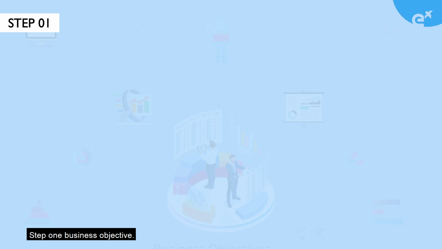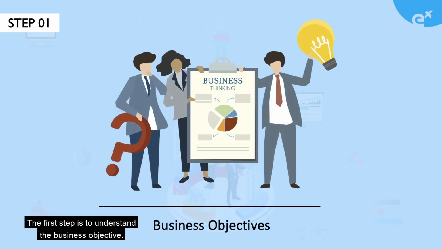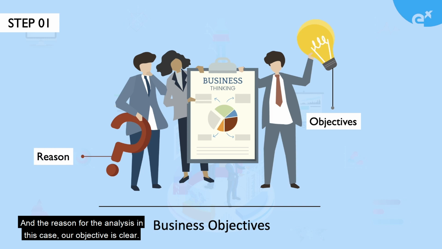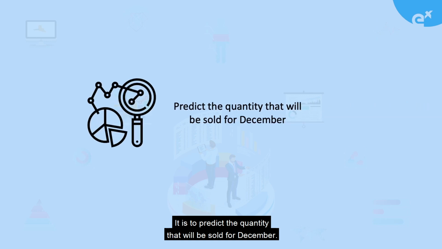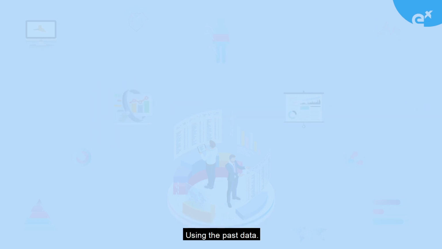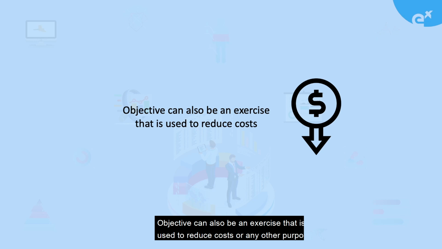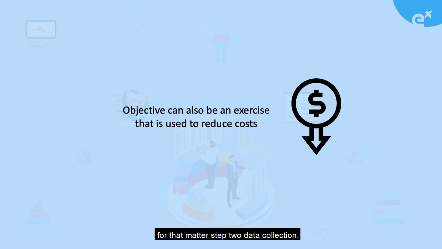Step 1. Business objective. The first step is to understand the business objective and the reason for the analysis. In this case, our objective is clear. It is to predict the quantity that will be sold for December using the past data. Objective can also be an exercise that is used to reduce costs or any other purpose for that matter.